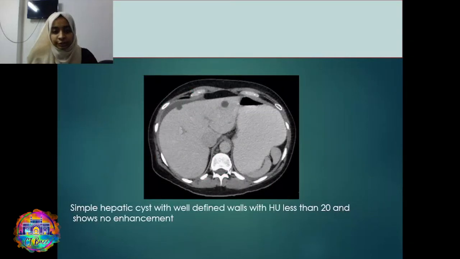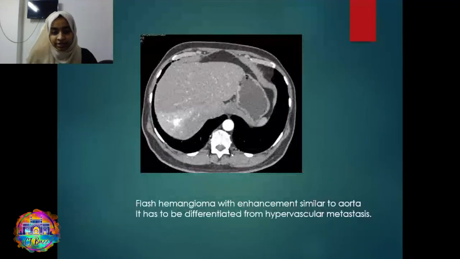This is the axial CT image showing a well-defined hypodense lesion in the left lobe of the liver, HU around 20, which is a simple hepatic cyst, which does not enhance on contrast administration. This is a flash hemangioma shown in the arterial phase, which enhances similar to the aorta. This should be differentiated from hypervascular mets.